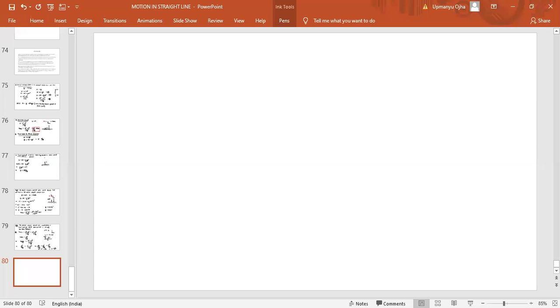No, no, no. In formula, it is minus g only. That is why the formula changed. Otherwise, it would have been v equal to u plus at. But instead of a, we are putting minus g. So it becomes v equal to u minus gt. That is u is the initial velocity, v is the final velocity.